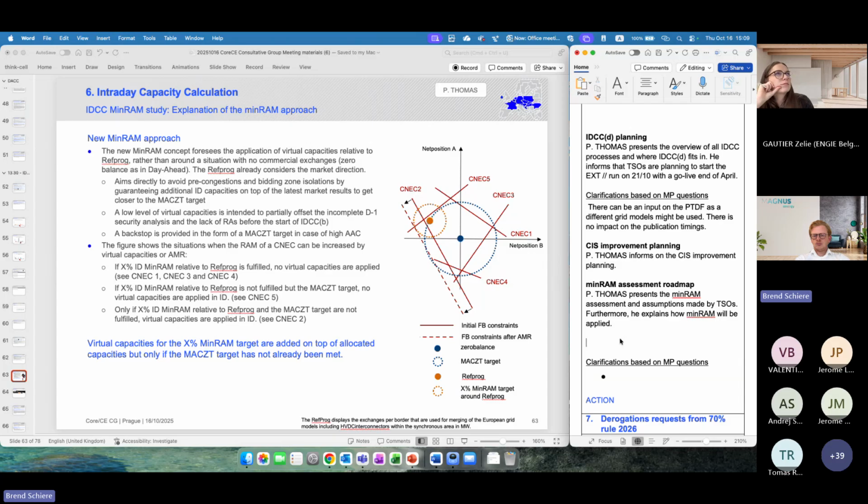So this NEC will not be shifted again. But for example, for NEC 2 here, you see that the 70% target as a MAC-CT target is not already fulfilled because it's violating the blue circle. And especially for these situations, this method will then help because the NEC 2 will be then shifted outside of the blue circle, and additional capacities are created that can be then used by the market.